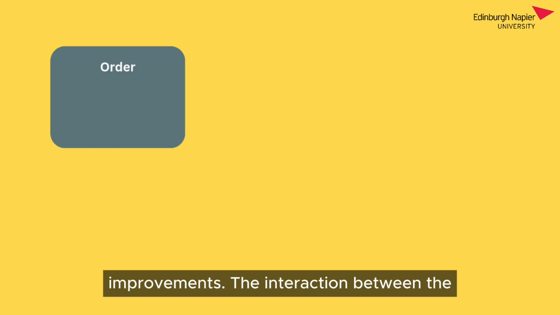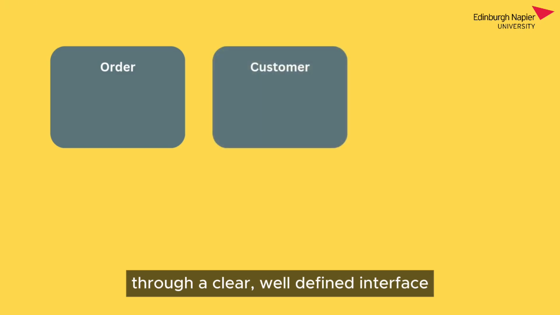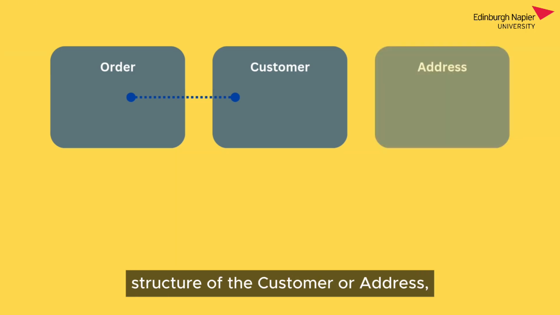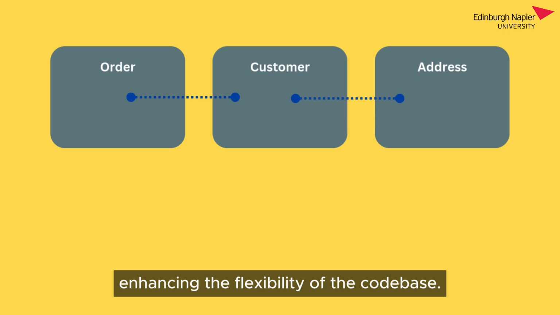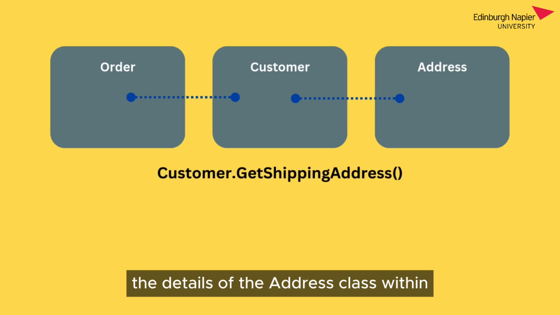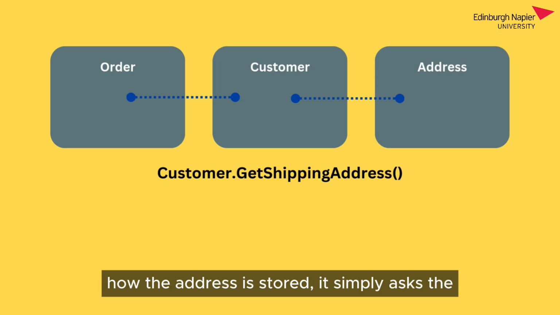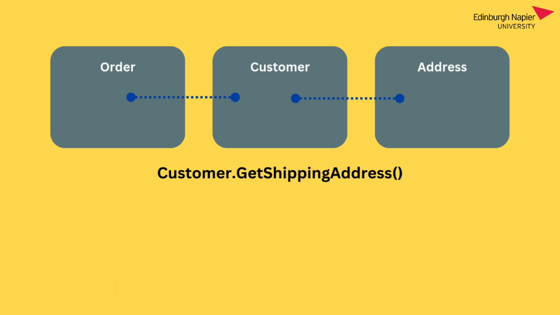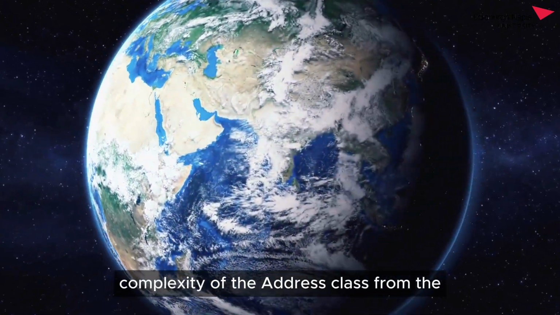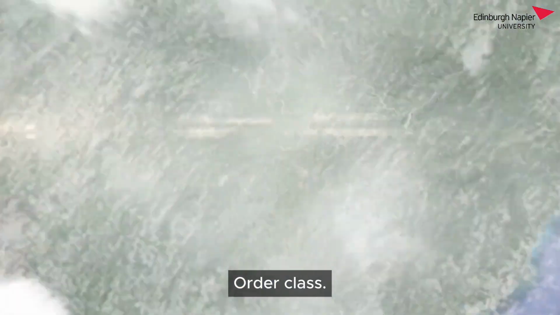The interaction between the order class and the customer class is now through a clear, well-defined interface, getShippingAddress. This approach significantly reduces the dependencies the order class has on the internal structure of the customer or address, enhancing the flexibility of the codebase. By doing this, we've encapsulated the details of the address class within the customer. The order class doesn't need to know the specifics of where or how the address is stored, it simply asks the customer for the shipping address. This encapsulation effectively hides the complexity of the address class from the order class.